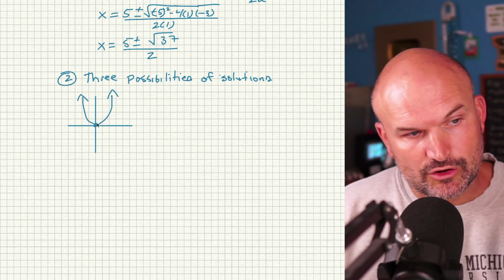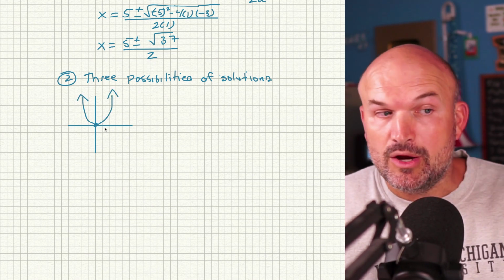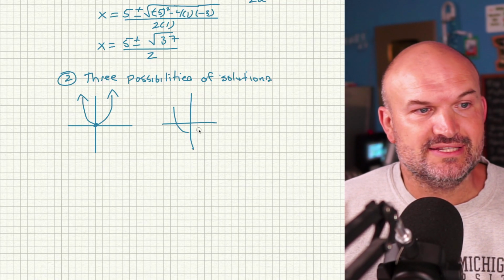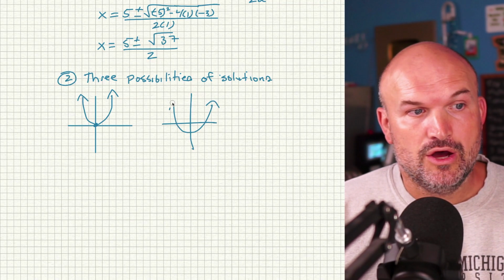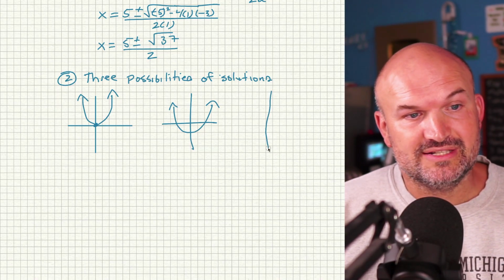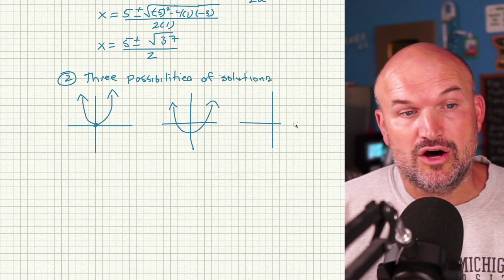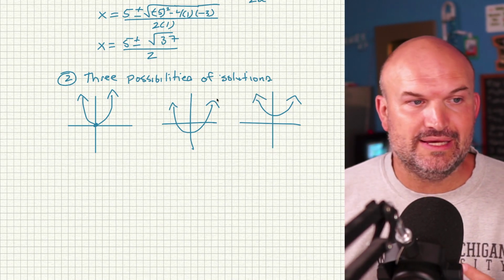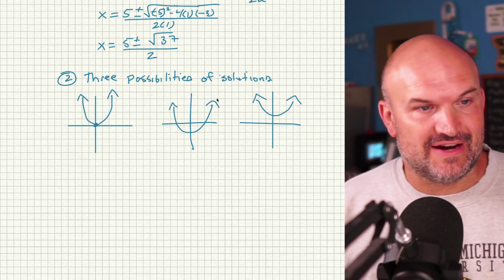So you can have it where it crosses the x-axis once, which would be one solution. We can have it where it crosses the x-axis twice, which would be 2 solutions. Or we can also have an example where it doesn't even cross the x-axis at all, which would mean we'd have no solutions, okay? Now, where do we get these and how can we identify these?